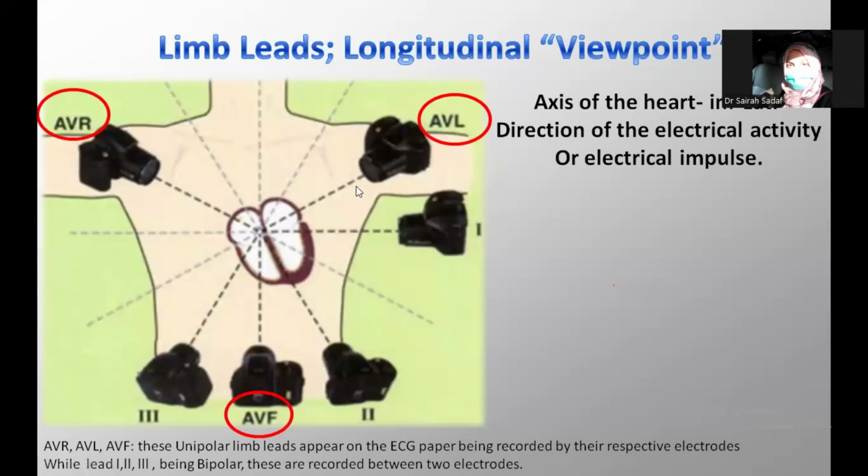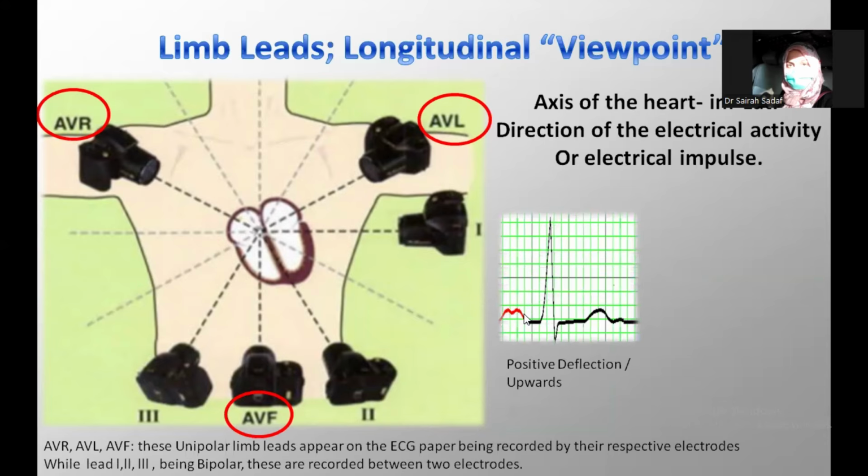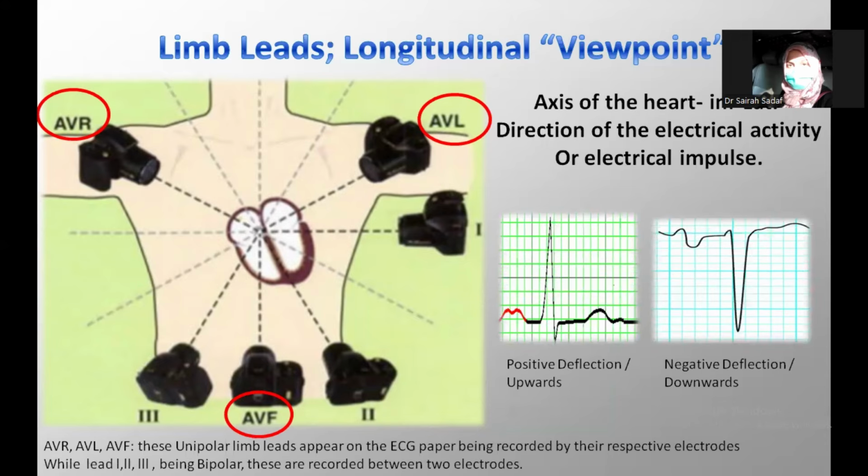Now a very important concept to remember. When the electrode perceives that the electrical impulse is moving away from it, it will have a negative deflection. And when the electrode perceives that the electrical activity is moving towards it, it will have a positive deflection. Like this. And a negative deflection like this.